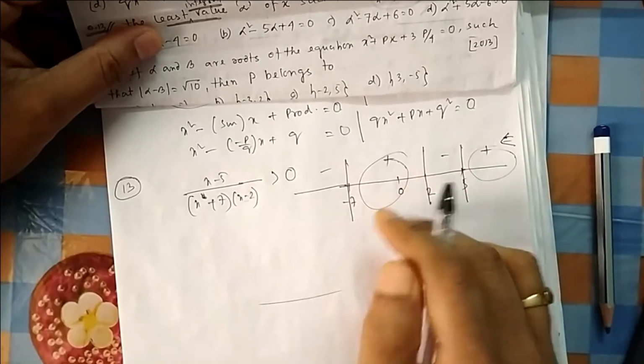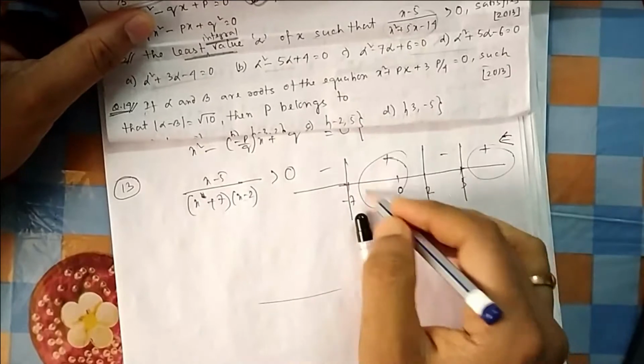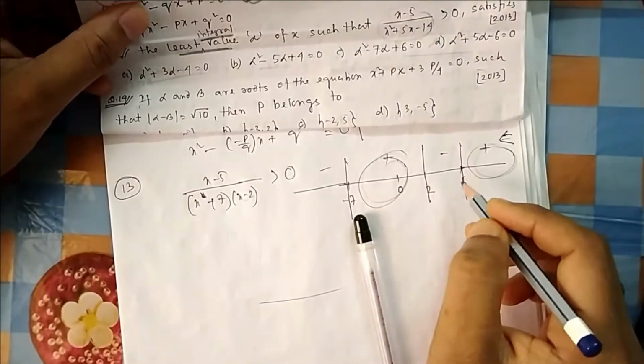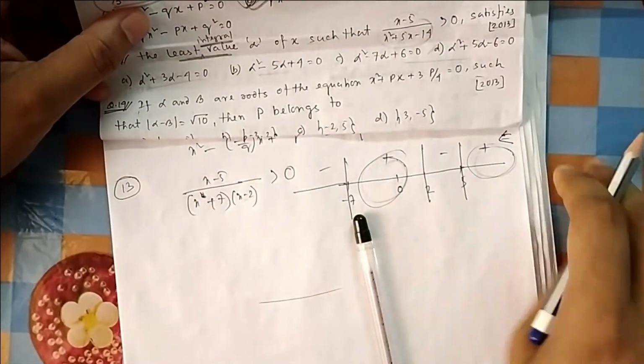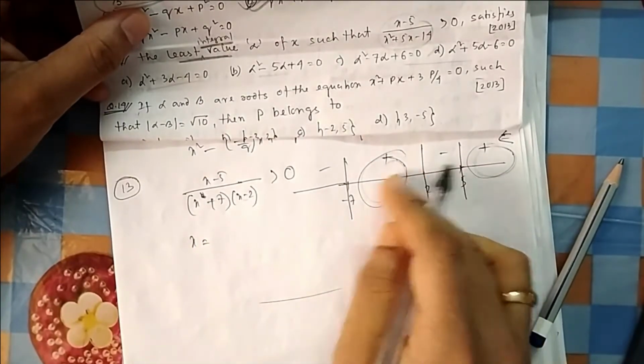So what is the minimum value of x, because they are asking, alpha is the least value of x. So in this condition, because this is one answer, this area is also satisfying this condition. So out of these two areas, which one is the minimum integral value of x? If you see this area, this is the minimum, this is the lowest one.